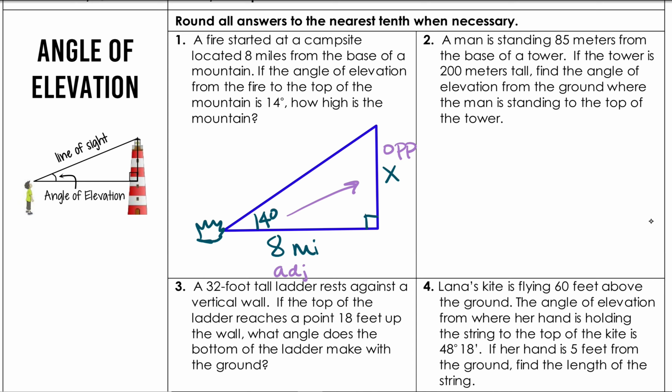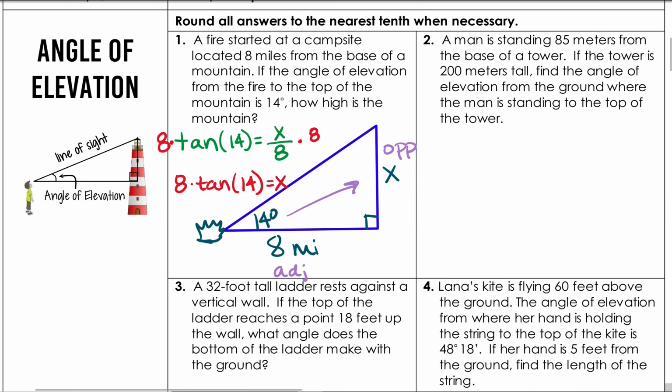So I need to think, okay, which trig ratio should I be using here? Sine, cosine, or tangent? Well, opposite and adjacent belong with tangent. So here I will say tangent of 14 degrees equals the opposite leg over the adjacent leg. I want the value of x, so this is x being divided by 8, so I have to do the opposite of what they're doing, so I will multiply each side by 8. So here, 8 times the tangent of 14 will equal x.